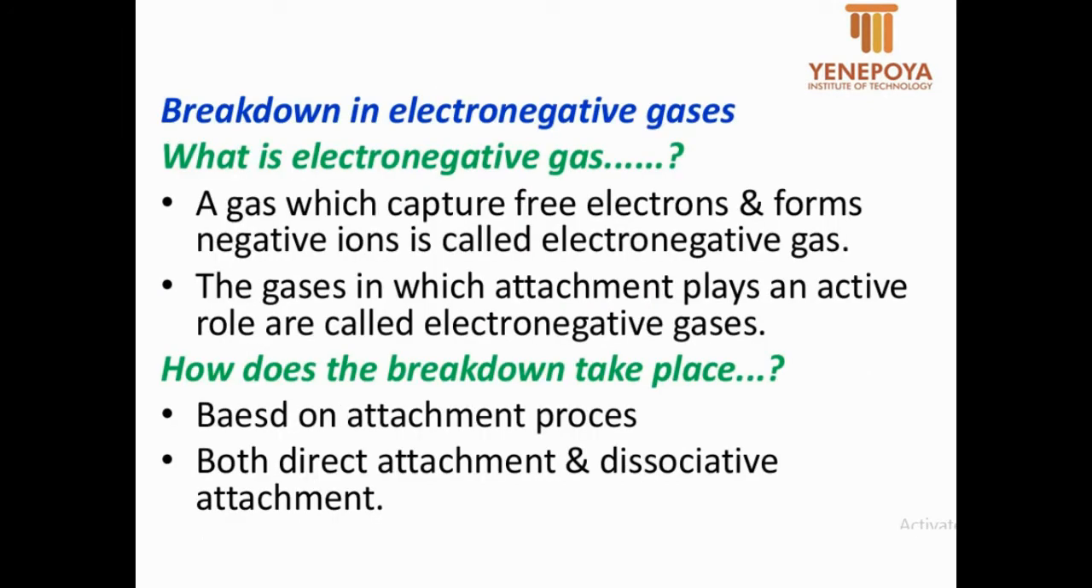Now, breakdown in electronegative gases. What are electronegative gases? A gas which captures free electrons and forms negative ions is called an electronegative gas. The gases in which attachment plays an active role are called electronegative gases. How does the breakdown take place? Based on the attachment process, both direct attachment and dissociative attachment.